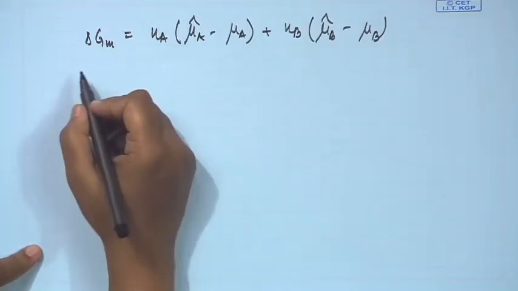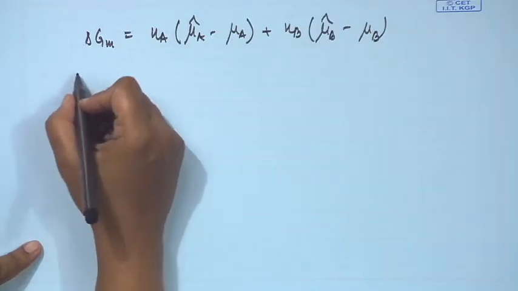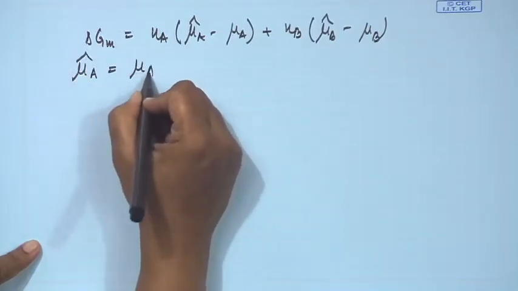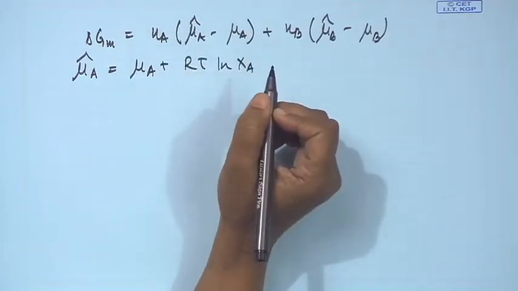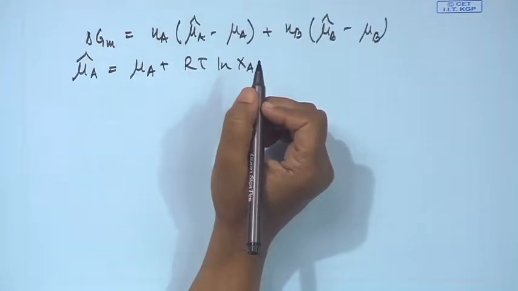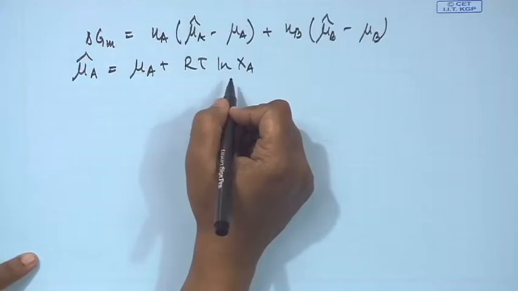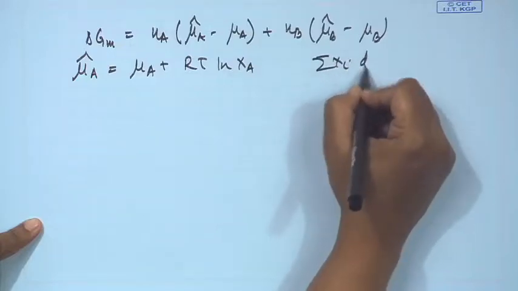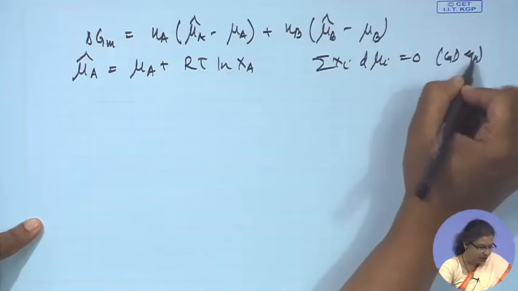Fine. Now, you tell me how are this mu A and mu A bar related to one another. Is mu A bar not equal to mu A plus RT ln x A? Does this relationship hold or not? Again, I would like to remind you from where did this relationship come. It came from the Gibbs-Duhem equation. What was the Gibbs-Duhem equation? If you remember, sigma xi d mu i equals 0. This was the Gibbs-Duhem equation, right.